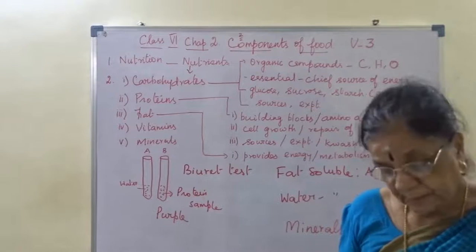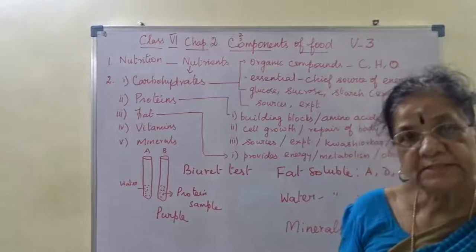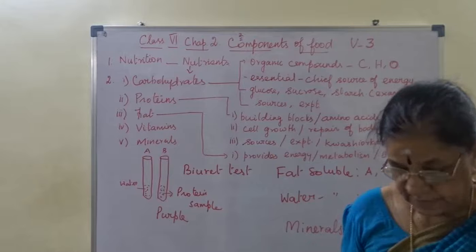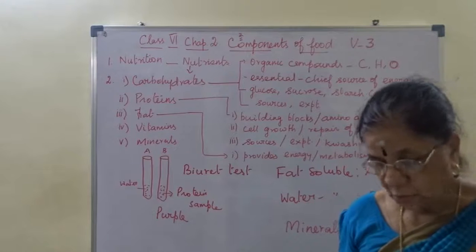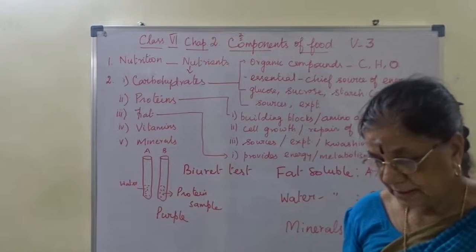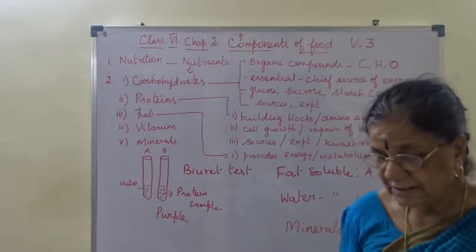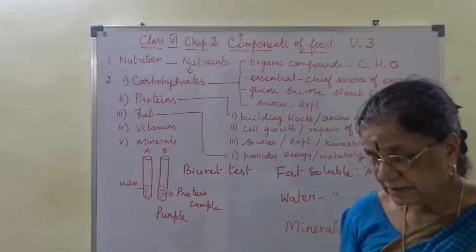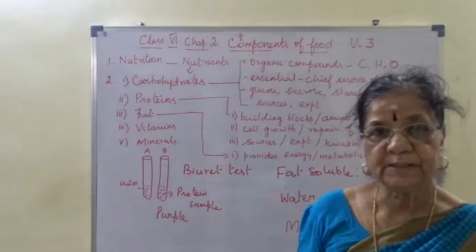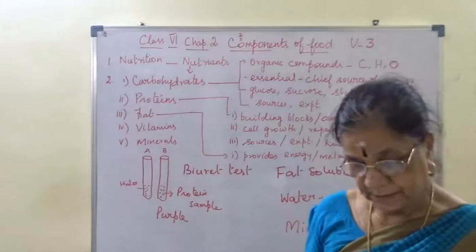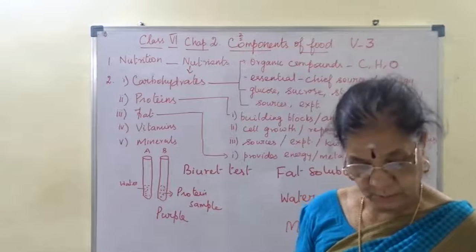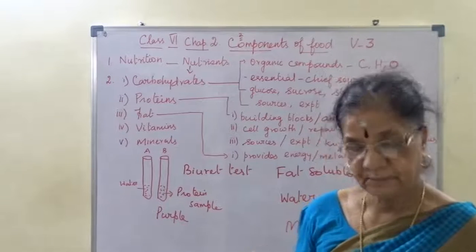Okay. Then minerals: we are learning about calcium, sodium, potassium, iron and iodine. These are the minerals. You should know the main functions and the deficiency disorders. First we saw macro minerals and micro minerals. Macro minerals are calcium, sodium and potassium, whereas micro minerals are iron and iodine.